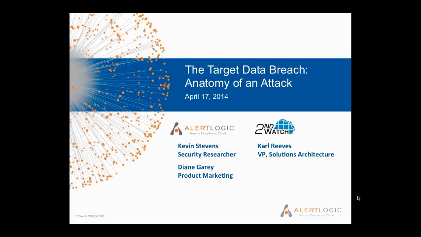Carl is the VP of Solutions Architecture with Second Watch. In the second half of our presentation today, Carl's going to walk through a very technical example of how to protect your environment from data breaches just like this, using specifically examples from AWS. Carl and his team are responsible for architecting appropriate solutions for a variety of customers. I think what you'll learn from him is how to protect an environment from this and other types of breaches.